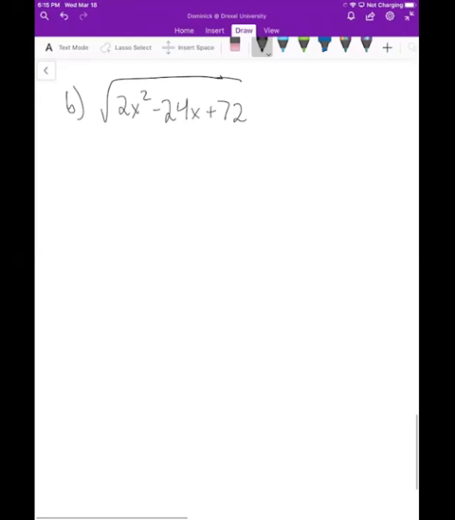Okay, so last example that we'll look at is the square root of 2x squared minus 24x plus 72. All right, now if we think about this, the only way that we could really simplify this is if all this stuff worked out to be a perfect square. So we want a perfect square here. All right, so we have a trinomial. The only hope we have of getting a perfect square is if we factor this. So we need to factor.